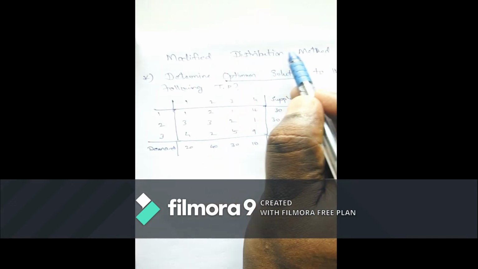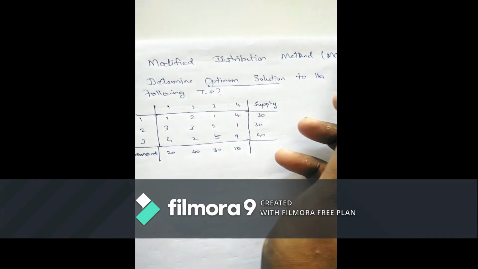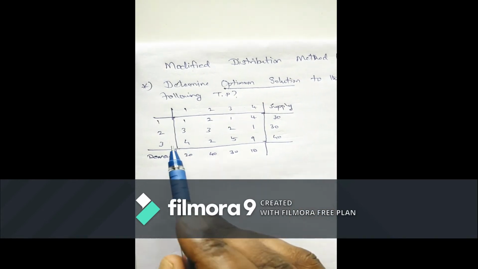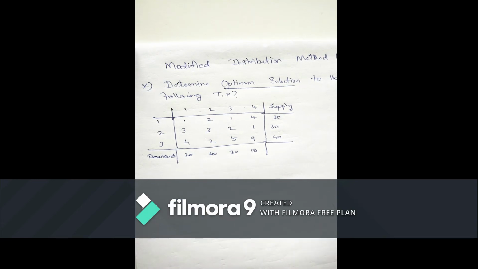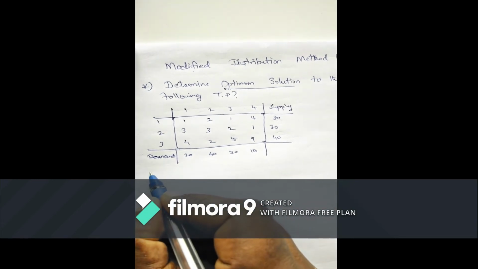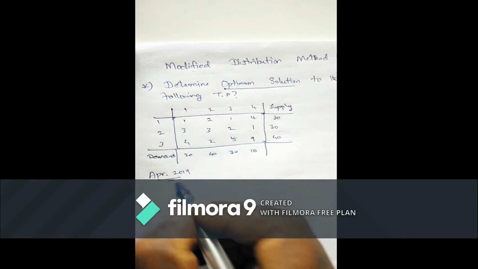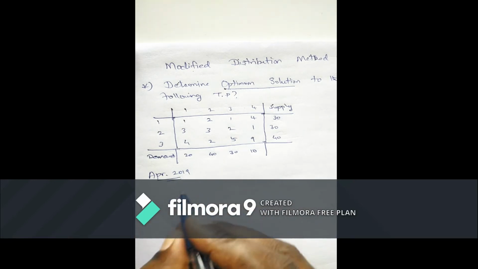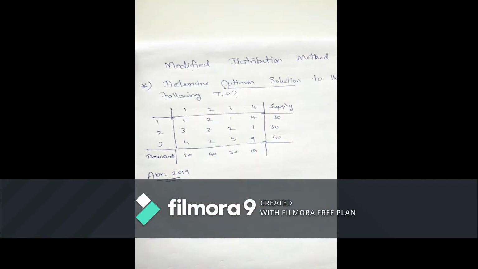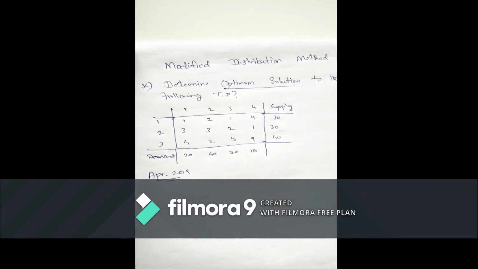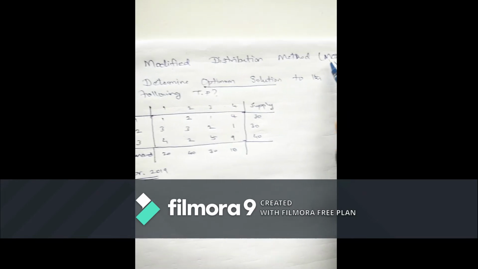Now we are going to solve the transportation problem and find the optimum solution by using the modified distribution method. We can simply call it the Modi method. So this is the problem, taken from a university question paper in April 2019. This is the transportation problem, and we have to find the optimum solution by using the Modi method.